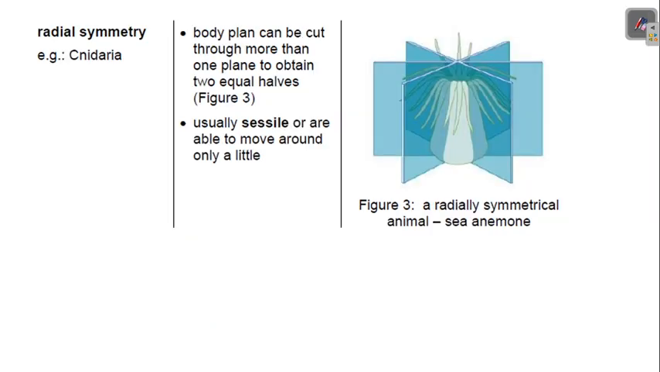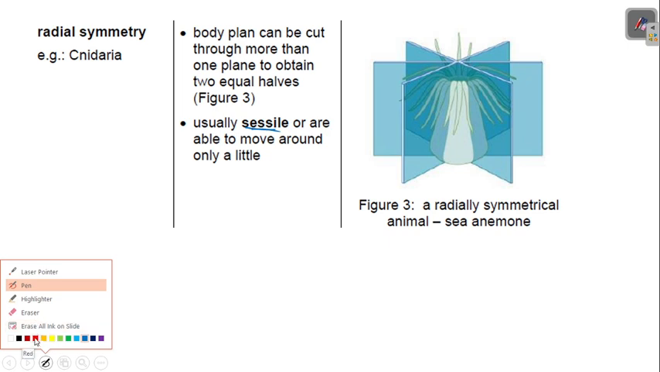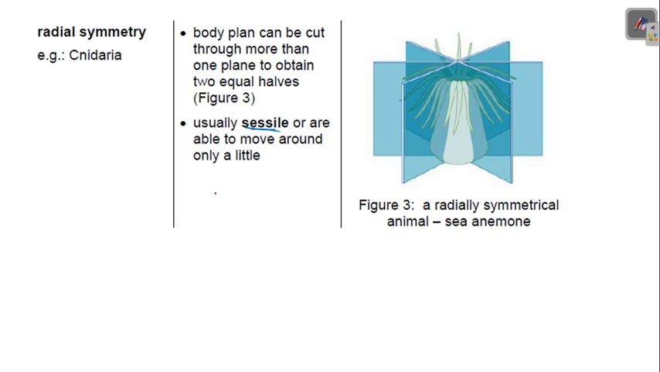And then we have ones that are radially symmetrical. Radial symmetry means that this body plan can be cut through in more than one plane and you will still obtain the exact same two halves. Usually these organisms are known to be sessile. What do we mean by sessile? Sessile means they cannot move on their own. They are sedentary. Good.